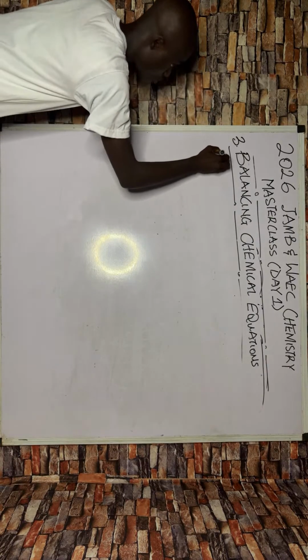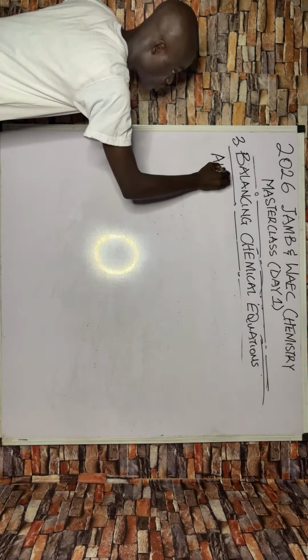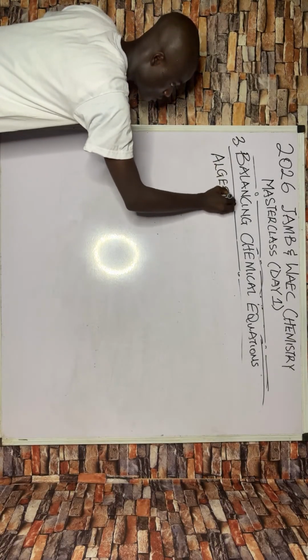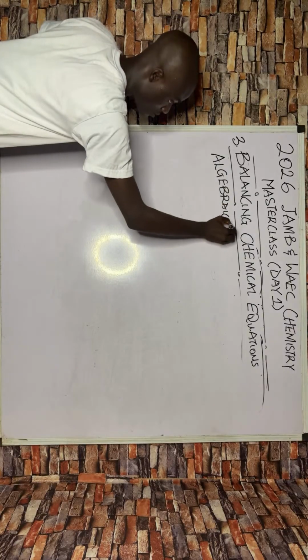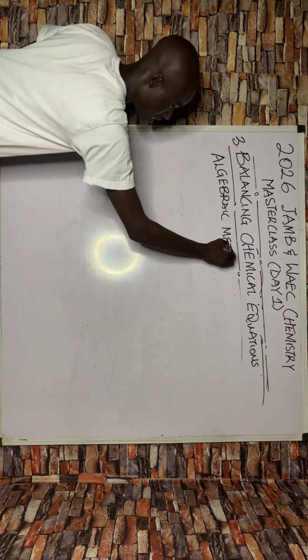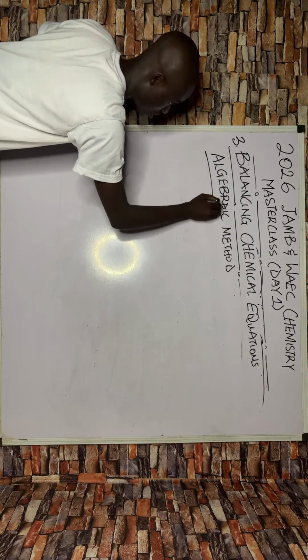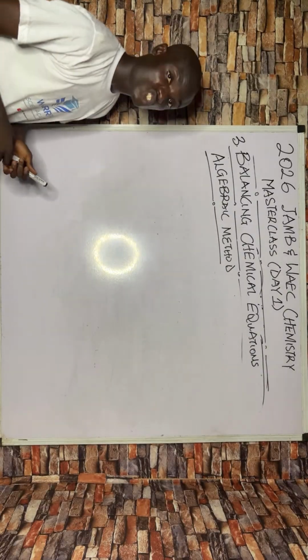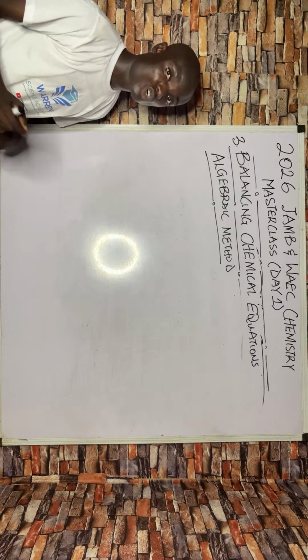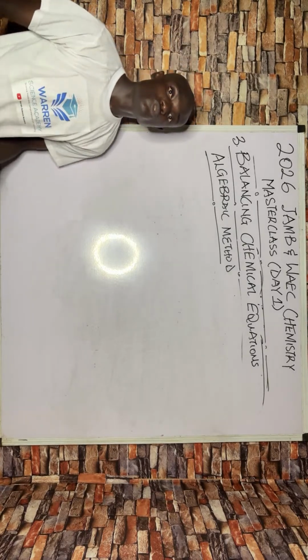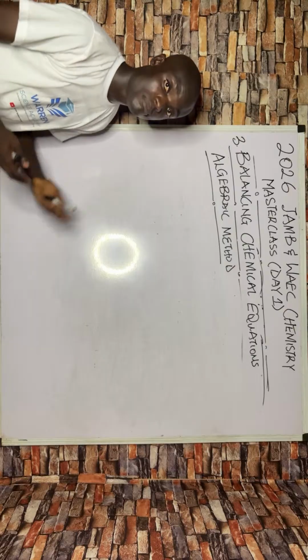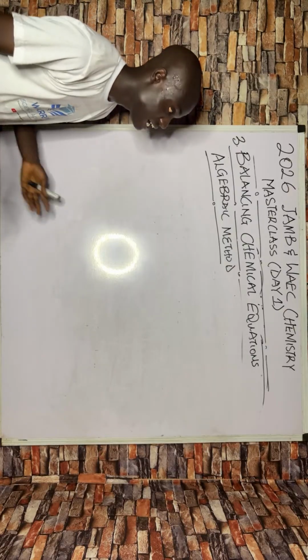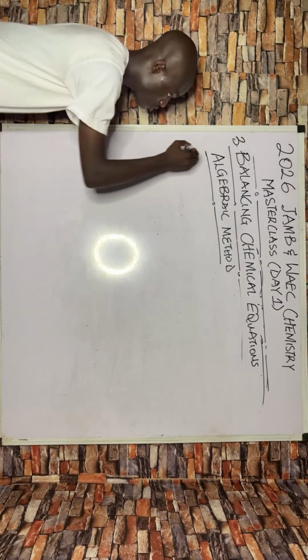So the method we are going to look at is what we call the algebraic method. We are going to balance a few equations, and that will bring this live video to a close. Now, what's the algebraic method? In mathematics, algebra simply means using letters A, B, C, D down to Z as the case may imply. So we are going to take our first question.